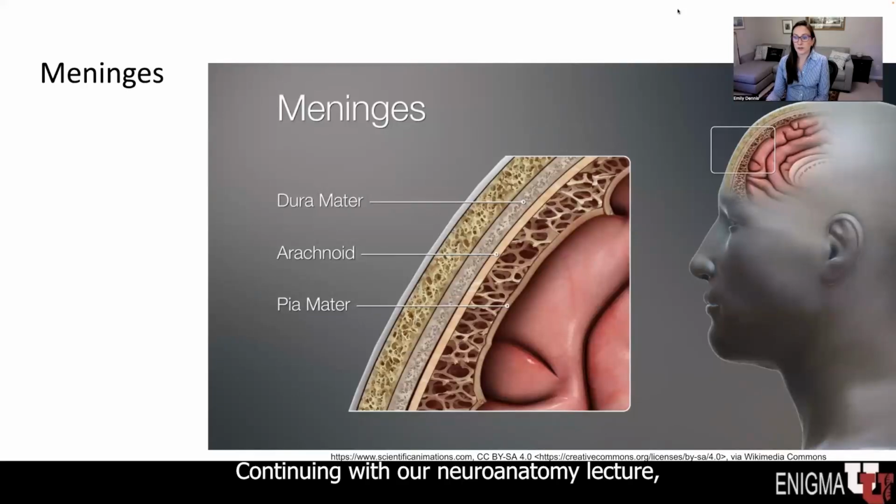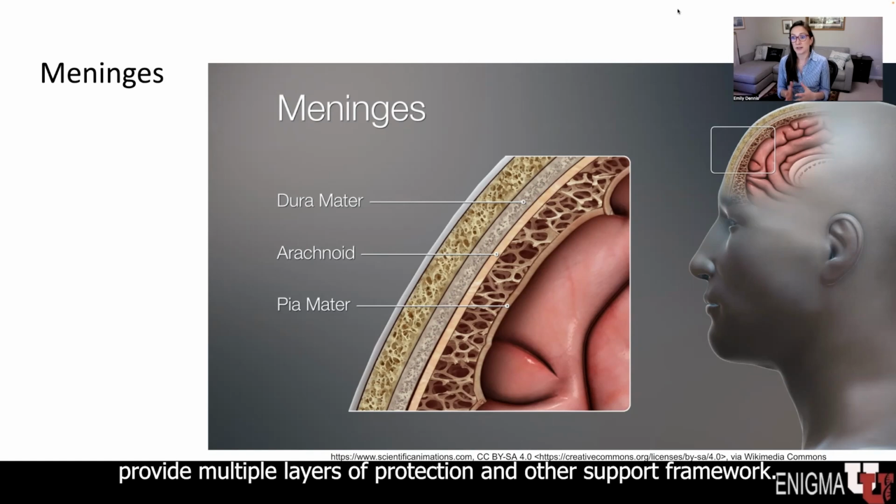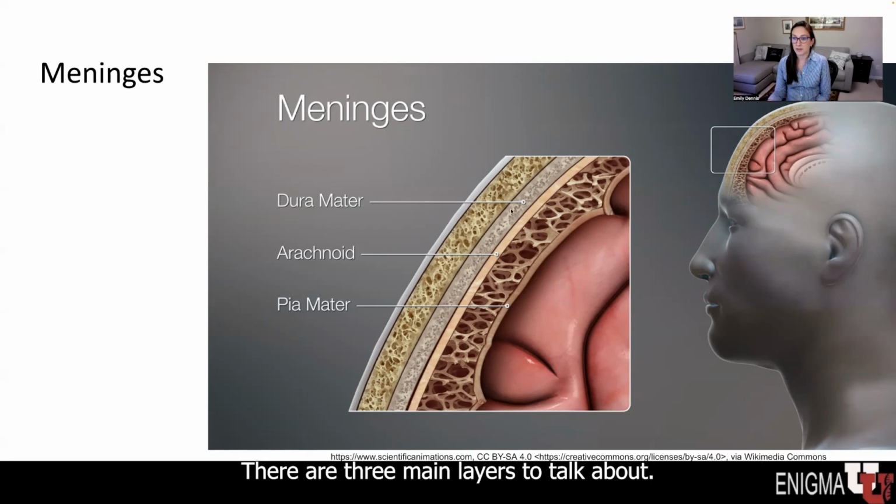Continuing with our neuroanatomy lecture, we are going to move into the meninges. So the meninges are layers that are outside of the brain but under the skull and provide multiple layers of protection and other support for the brain. There are three main layers that we'll talk about. There's the dura mater, which is directly under the skull. There's the arachnoid, which is below the dura mater, and there's the pia mater, which directly encases the brain.